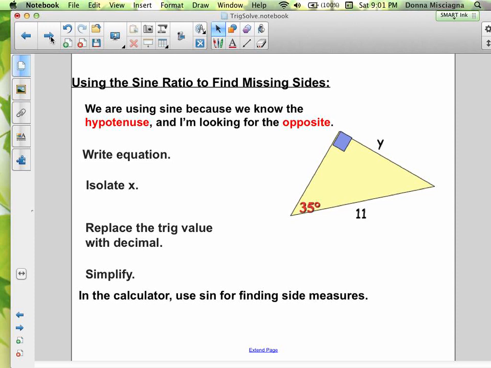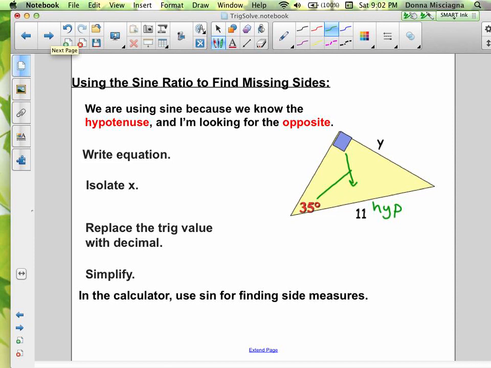All right, so we want to use sine to find a missing side. We're using sine because we know the hypotenuse. Of course, the hypotenuse is opposite the right angle. And we're looking for the opposite. Right? There's no reason to calculate out the other angle in the triangle. Let's just use the angle we're given. That's perfectly good, and that's going to be our reference angle. So when we write our equation, since we are looking for opposite, and we know the hypotenuse, that has to be sine. We take the sine of an angle, and we know sine is equal to opposite, which in this case is y, over hypotenuse, which in this case is 11.